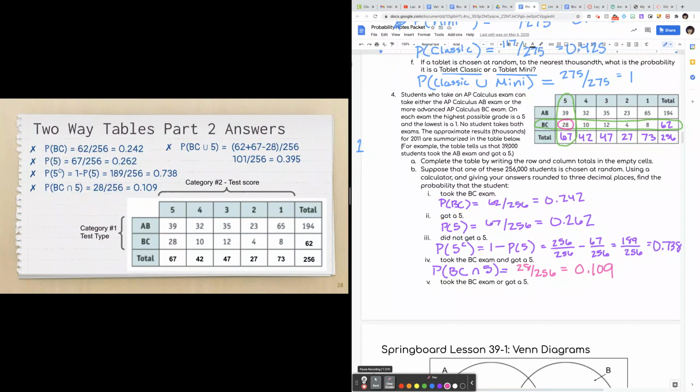Now, for the third one, you could have done this a couple of different ways, right? Because it was asking you what's the probability that someone did not get a 5. So there's 2 ways you could do this.